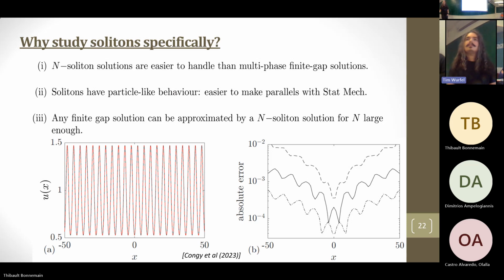Are these statements specific to KdV? Okay, is this more general?